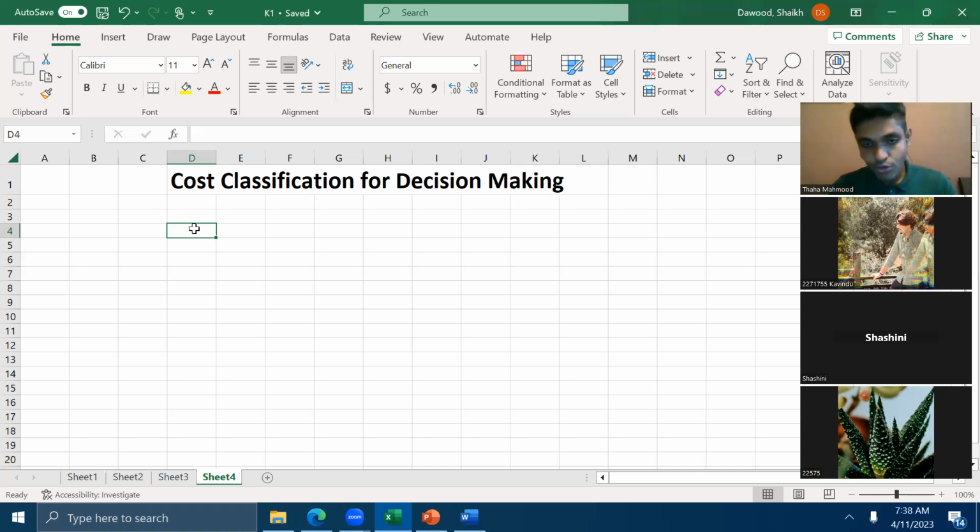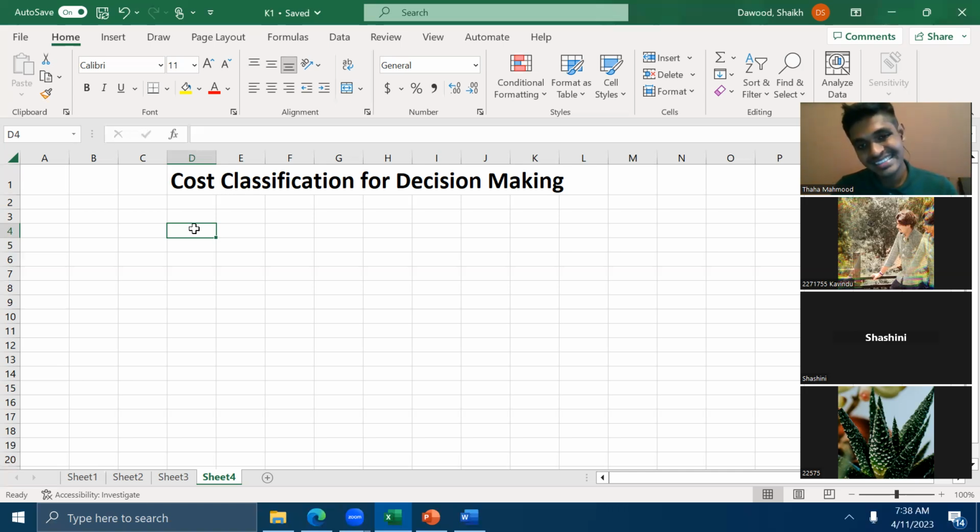Now in both those instances we use the same cost classification. This is the relevant and irrelevant cost classification for decision making. When we take NPV calculations, IRR calculations, when it comes to long-term decision making, we do that using the relevant costs. We only consider relevant costs.